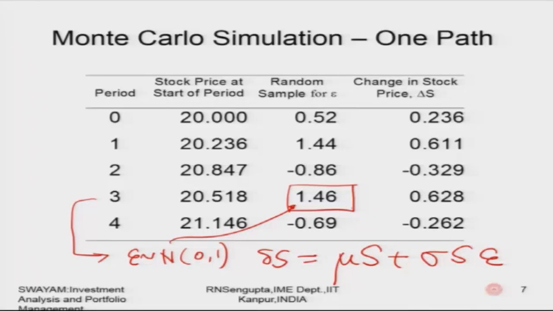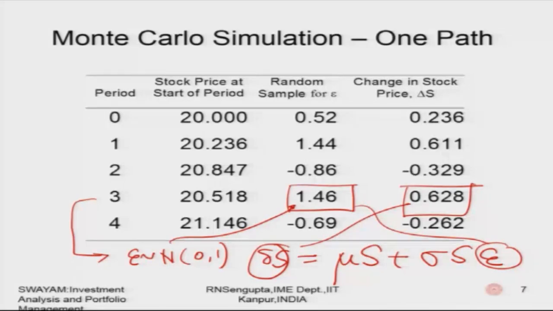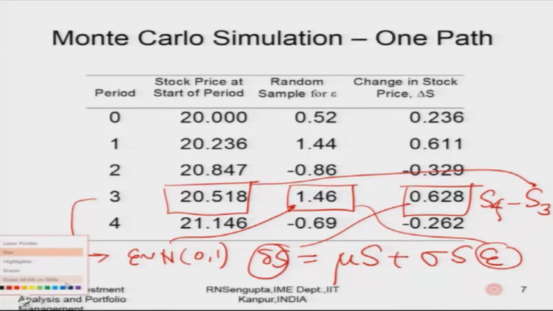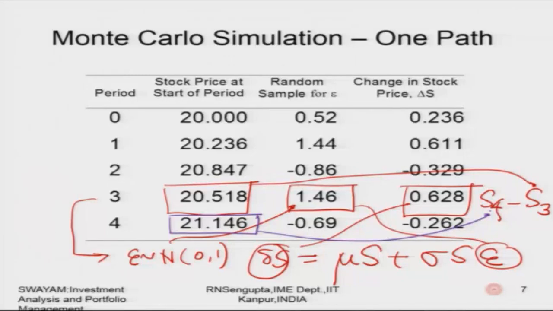This epsilon is basically the value which you have here. Now that delta S is now here 0.628, and you have S4 minus S3. S3 is given here, and S4 would be found out from here. Wait, let me check. So, it is 20.847 minus 0.329 is 20.518, and then when we add 0.628, it comes up to be 21.146. This is the value which will come out here, and we proceed accordingly and then find out.